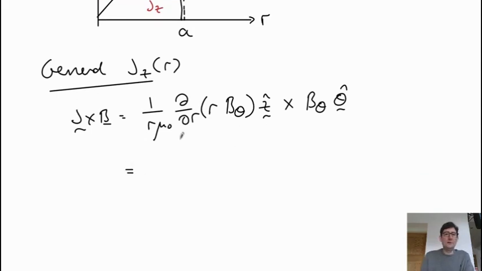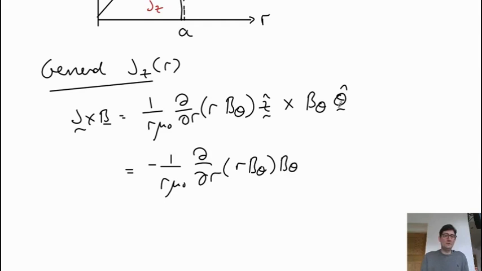And so at least so far we haven't assumed anything about the form of the current profile. So this is minus 1 over r mu naught from here. So d by dr of r B theta.